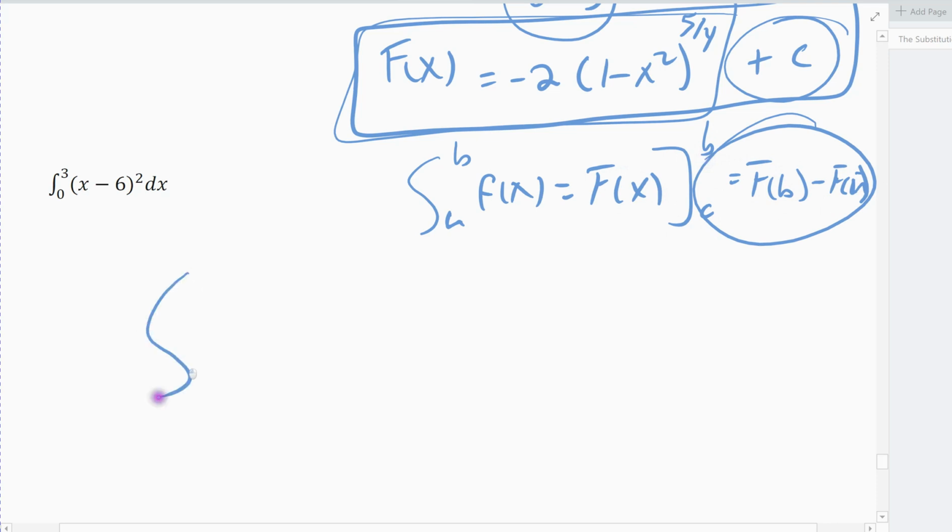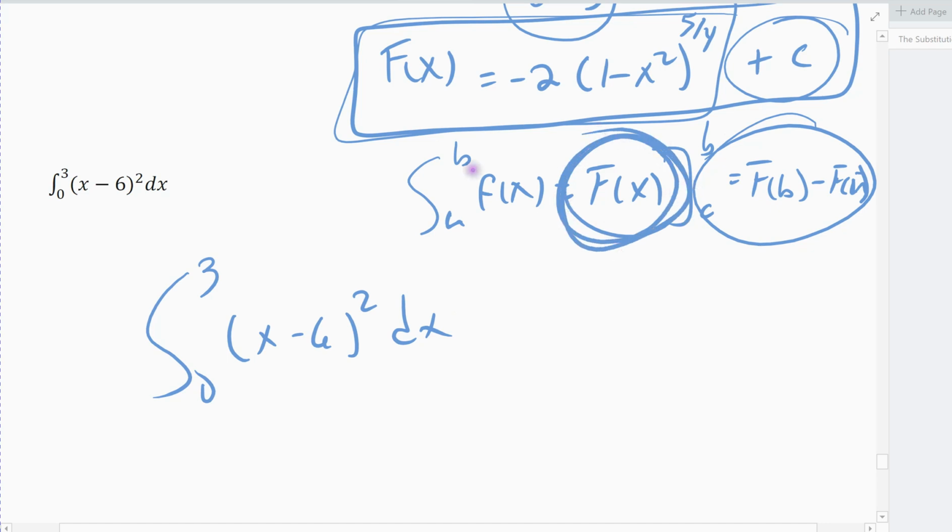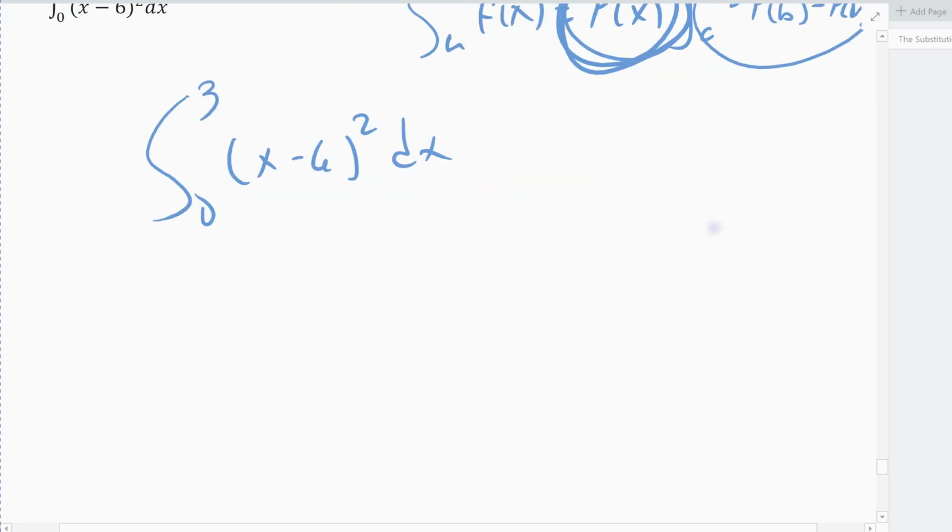So I'm going to start off with, I'm going to rewrite it. 0 to 3, x minus 6 squared dx. And there is a different way to do this where you replace everything. But I think it's easier just to get back to the general antiderivative of f of x and then plug your lower and upper values in. So there is an alternative method to this. This is, again, the method that I prefer. You can use either method. I don't care. But this is the method I think that's easiest.